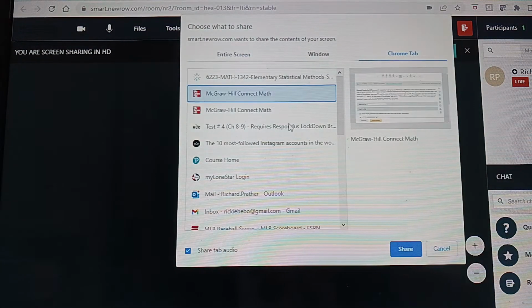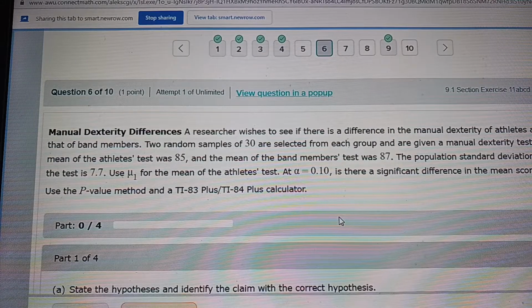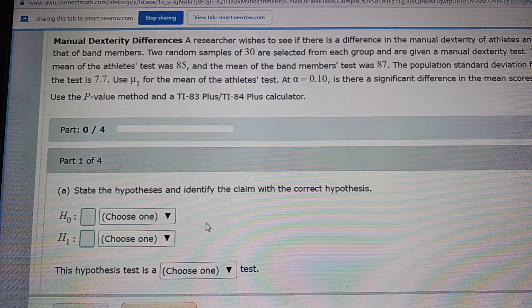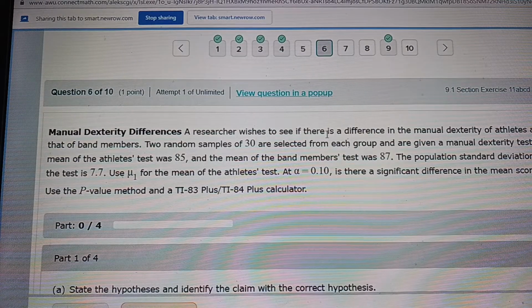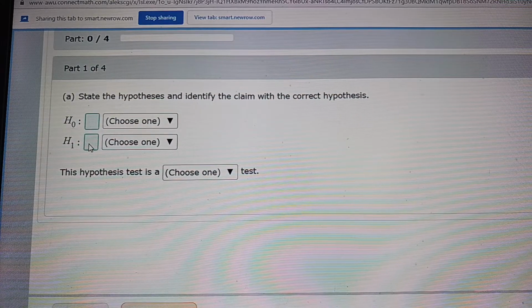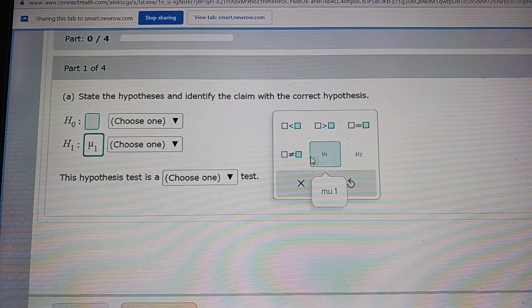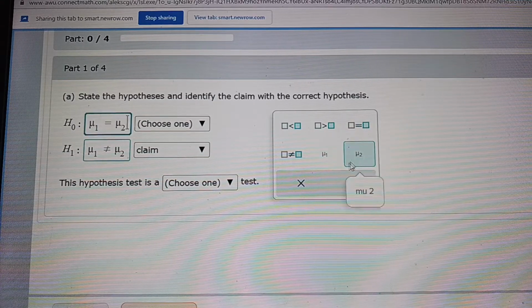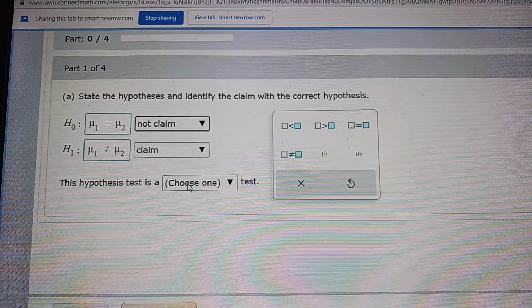So the real big difference here in chapter 9 is how you do step 1. The rest is pretty similar. The key thing is you never put any numbers here. Now they did say a researcher wishes to see if there is a difference, and even in the question, is there a significant difference? That's the claim. The claim is that these two populations are different from each other. They're not equal if they're different. So mu1 is not equal to mu2. That's the claim. And the null is always mu1 equals mu2 when you have two means going on. And this is two-tailed because we have not equal to.